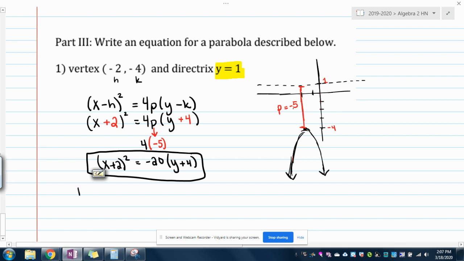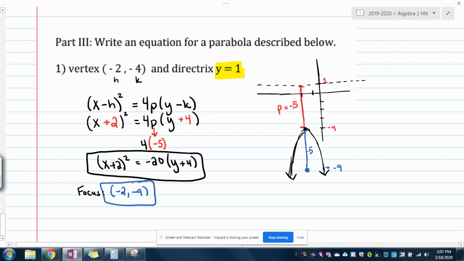So my focus is going to be 5 more units in the other direction. So this is going to be 5 more units down. 5 more units down from negative 4 is going to be negative 9, but it's going to have the same x value. So it's going to be (-2, -9).